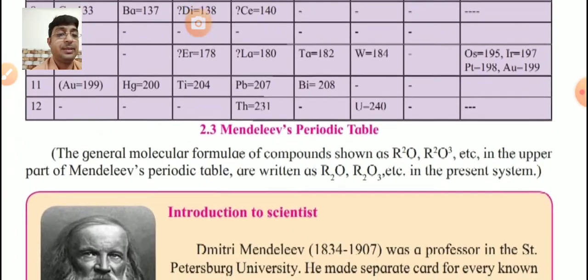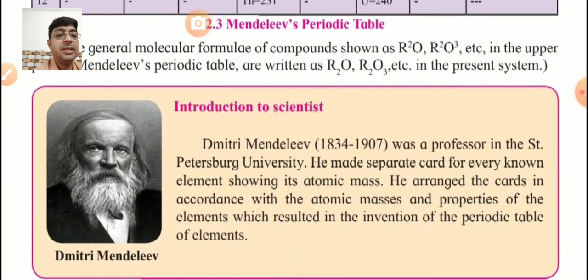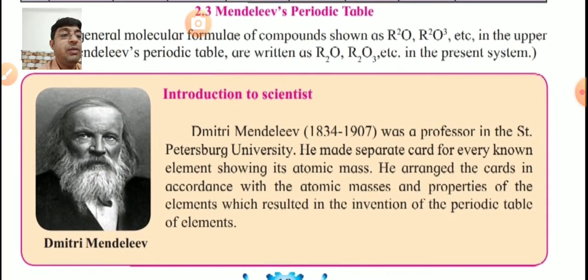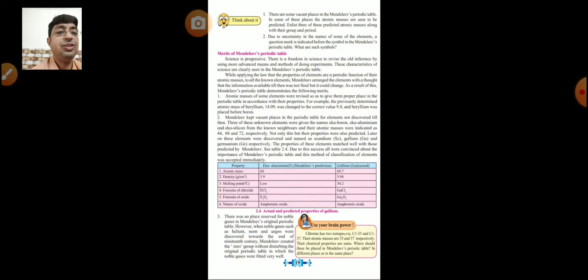So about the scientific introduction to this scientist, Dmitry Mendeleev. Dmitry Mendeleev was a professor in St. Petersburg University. He made a separate card for every known element showing its atomic mass. He arranged the cards in accordance with the atomic masses and properties of elements, which resulted in the invention of the periodic table of elements.